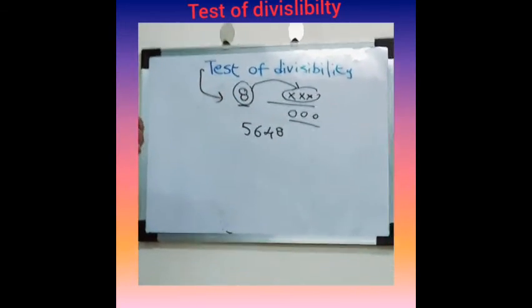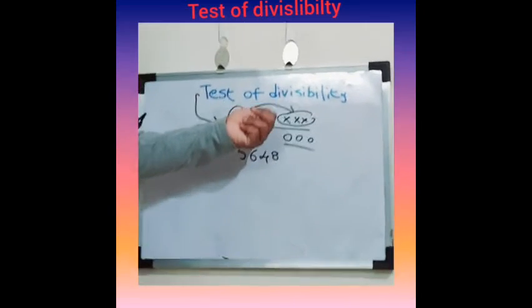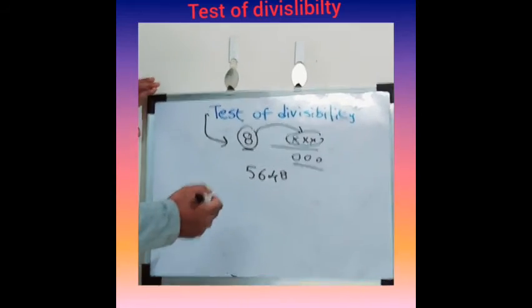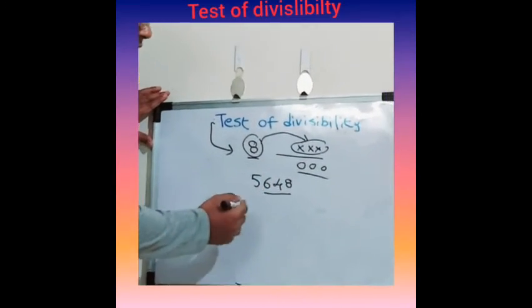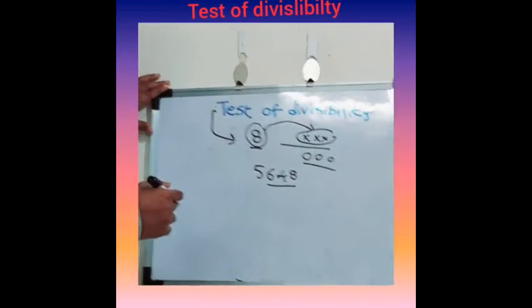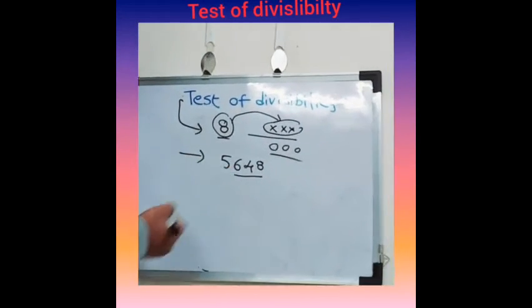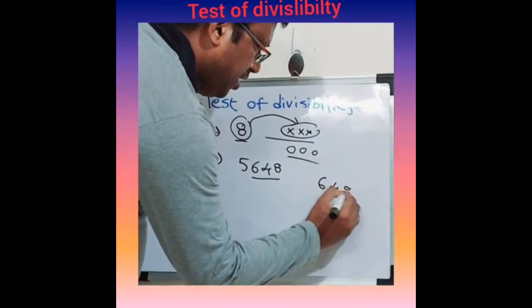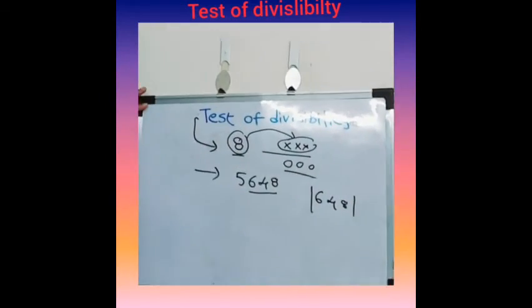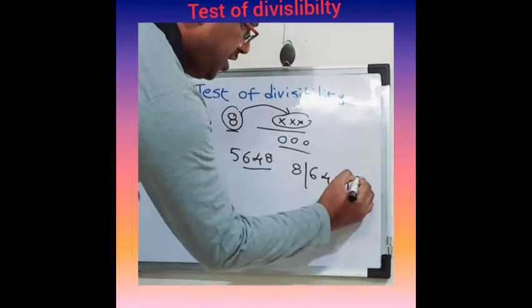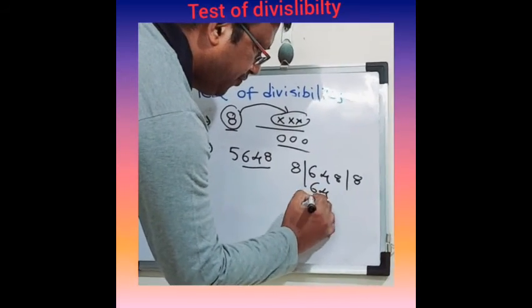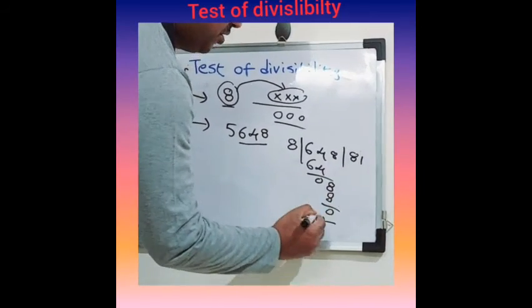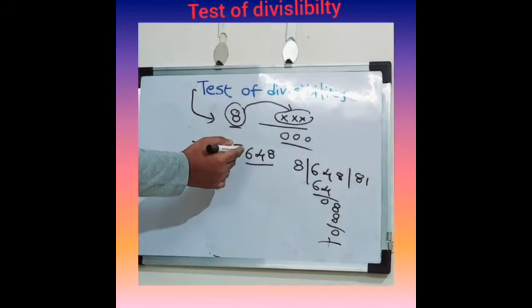We'll see one example for the first condition. What is the first condition? If the last three digits of a number are divisible by 8, then the number is divisible by 8. So take a simple example, 5648. Here 648 is the last three digits. If this is divisible by 8, then this number is totally divisible by 8. 8 8s are 64, perfect. Take 8, 8 1s are 8. So remainder 0. So this number is also divisible by 8.